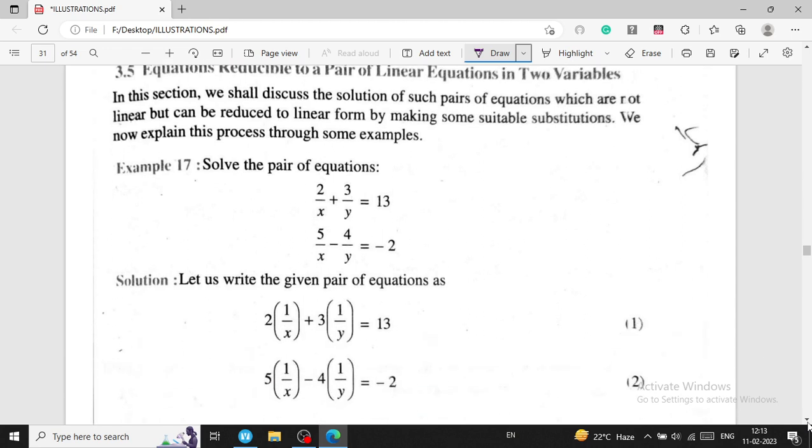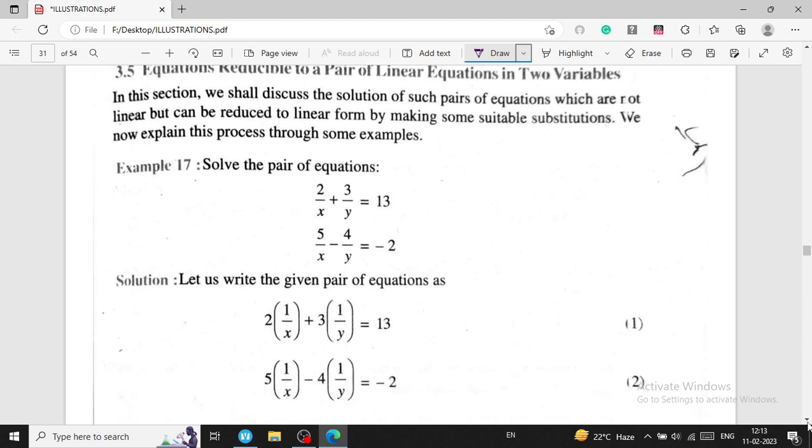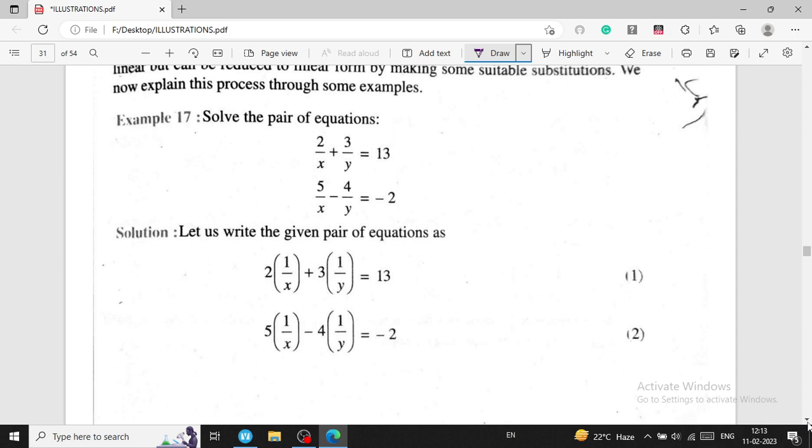Now the next method is equations reducible to a pair of linear equations in two variables. In this question you can take the substitution method, you can use the elimination method, but before taking any type of method we will convert these pair of equations into an irreducible form. Suppose 1 by x is equal to u, 1 by y is equal to v, and we write 2u plus 3v is equal to 13.